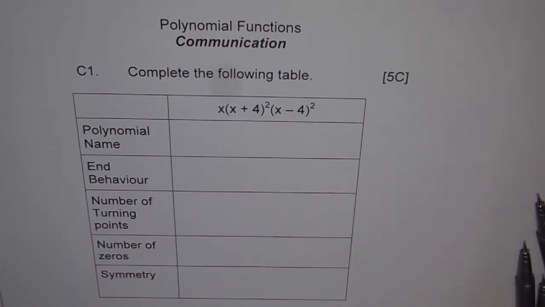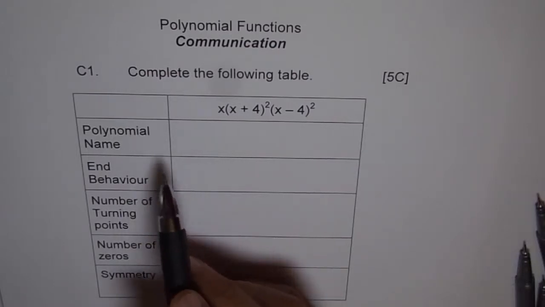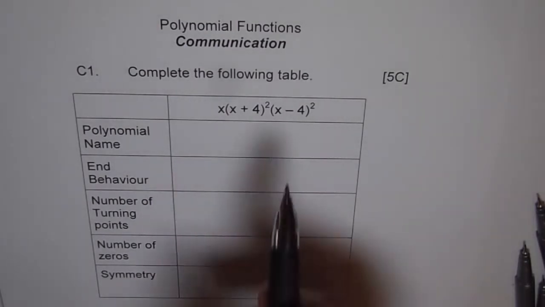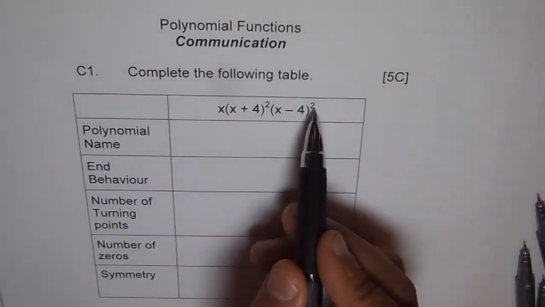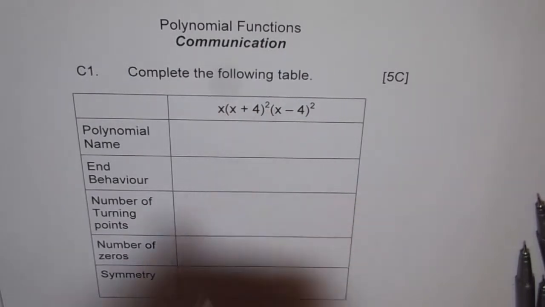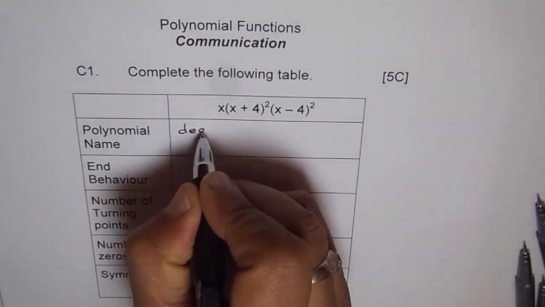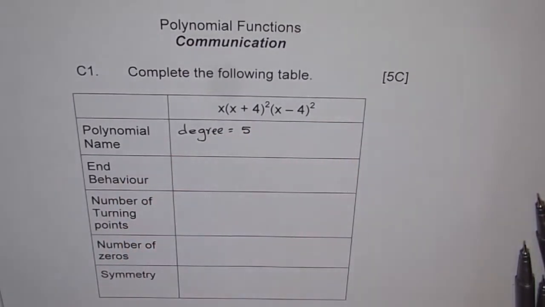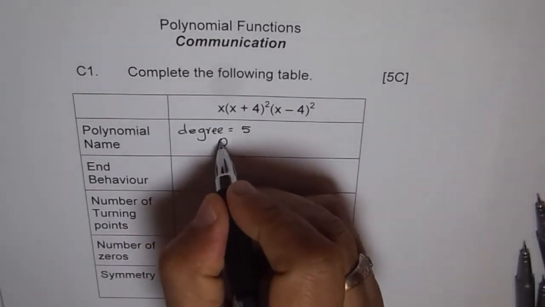So answer your questions, and then once you're done, watch the video to see your answers and how you can communicate better. Okay. Name of the polynomial. Name of the polynomial comes from its degree, right? So let's count the exponents. 1, 2, 2 and 1... 5. Therefore the degree is 5, right? So it's a degree 5 polynomial which we call quintic.